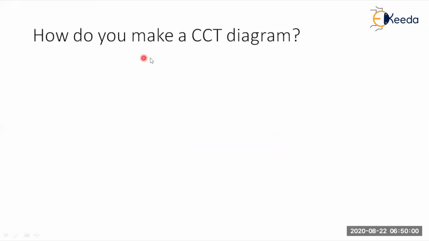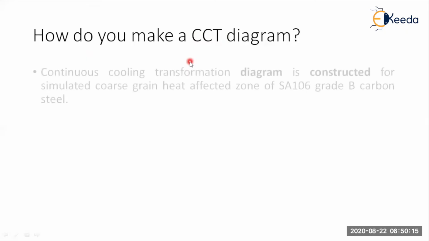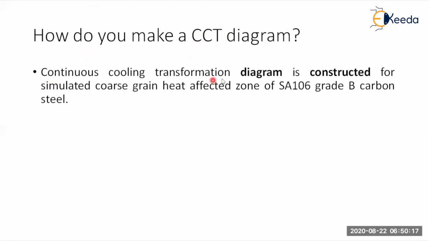How do you make the CCT diagram? Before going to draw the graph of continuous cooling transformation, you have to take a sample and do some process on that sample. So that is a cooling transformation diagram. First of all, you have to construct for simulated coarse grain.